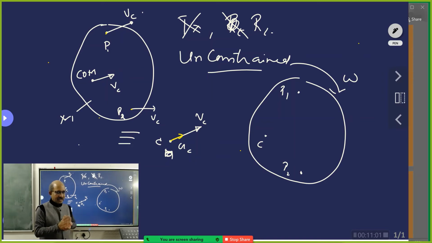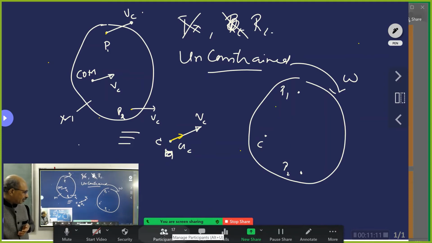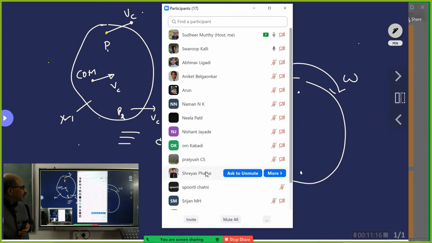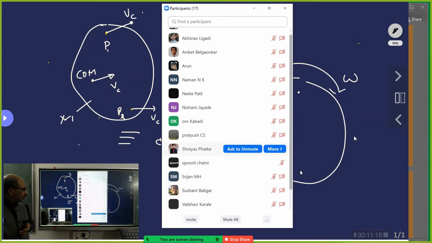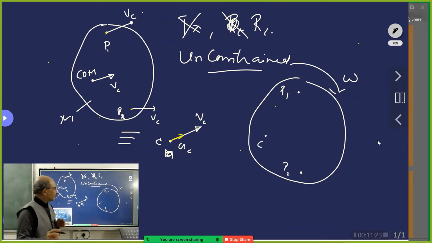Last class we discussed quite a bit of this. The perpendiculars to the velocity vectors of those two points will meet at a point. That point we can consider to be momentarily at rest, and the points are rotating about it. Excellent.